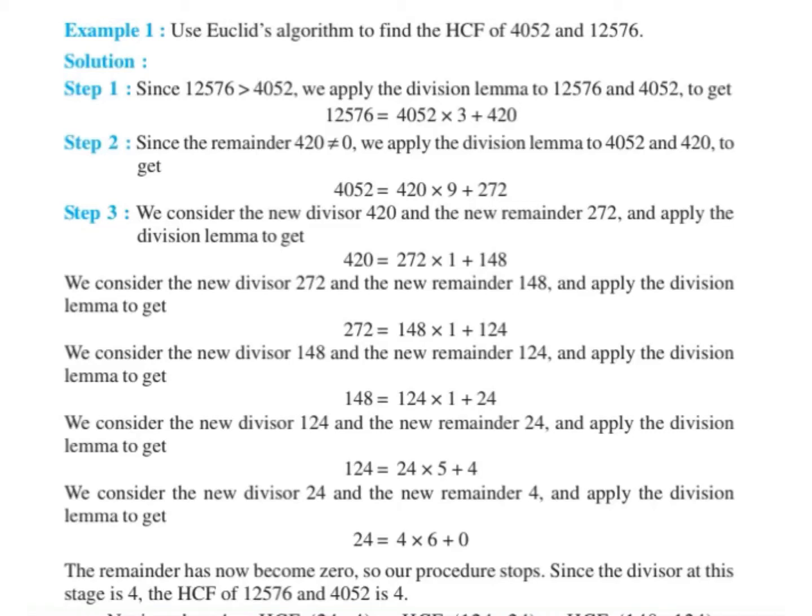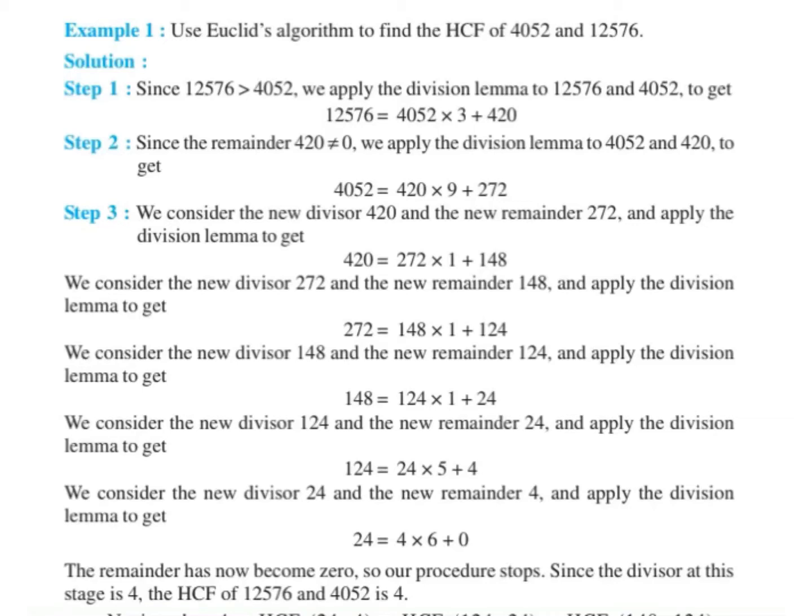Now you have to take B and R. You have to divide B by R, that is 4052 by 420, and when you divide it you will get remainder 272 and quotient 9. So again represent it in the form A is equal to BQ plus R, that is 4052 is equal to 420 into 9 plus 272.